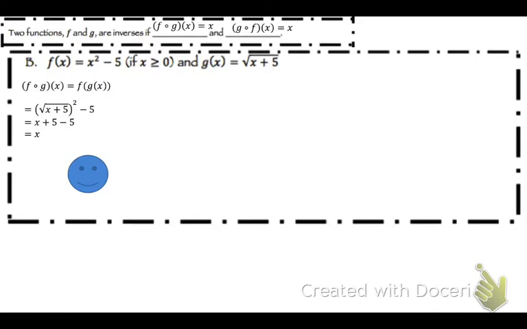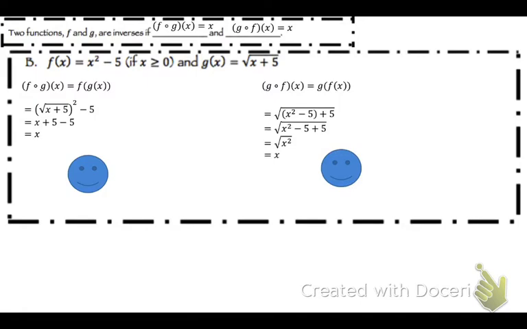It equals x. We just have to check the other way. So g of f of x: plug in f of x for x in g. So I have the square root of (x squared minus 5 plus 5). Minus 5 plus 5 is 0, so you just get the square root of x squared, which is x. So those both equal x, which means they are inverses of each other.